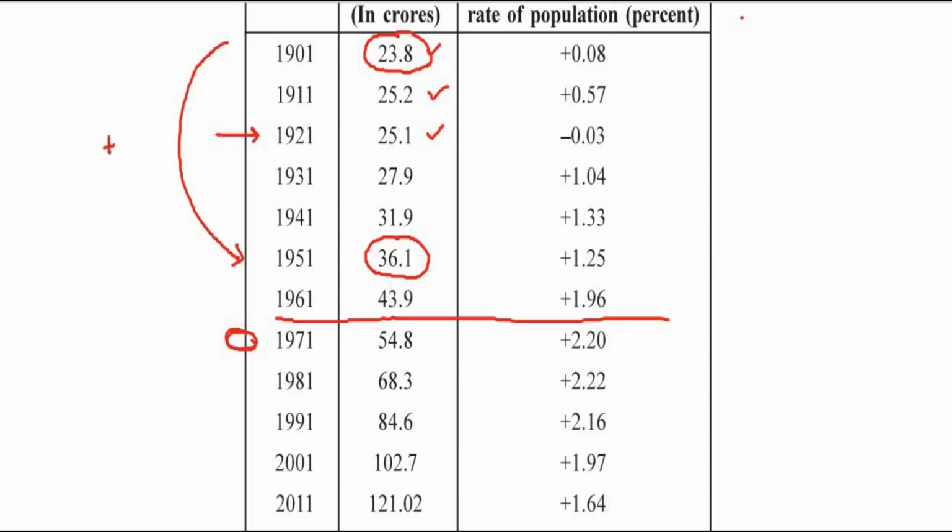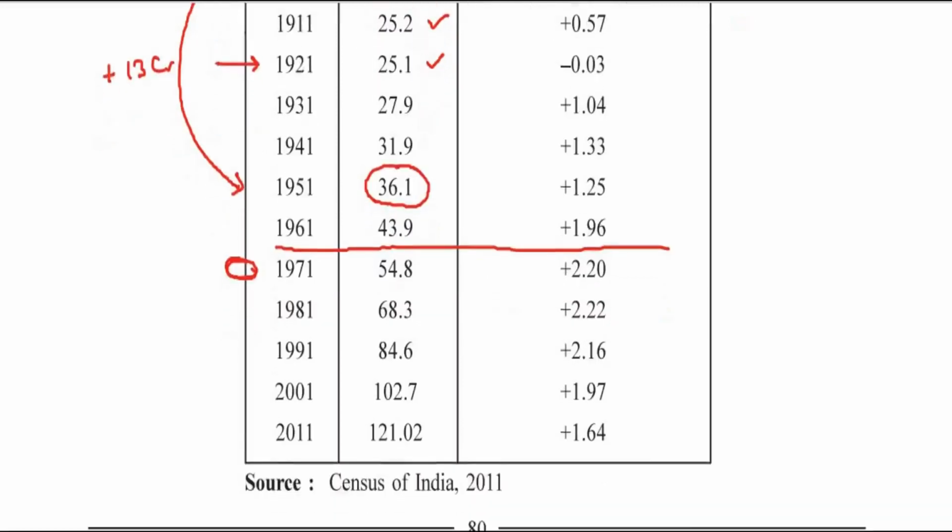So plus 13 crore population has grown. Not a big increase, very manageable. But then from 51 to 2001, look at this jump. The population has gone from 36 crore to 102 crore. So friends, that is around a 66 crore jump in the next 50 years. It's a five-time increase in the next 50 years compared to the first 50 years.